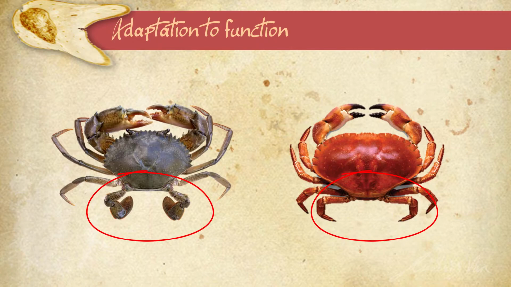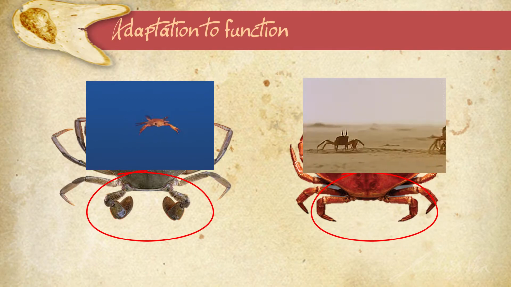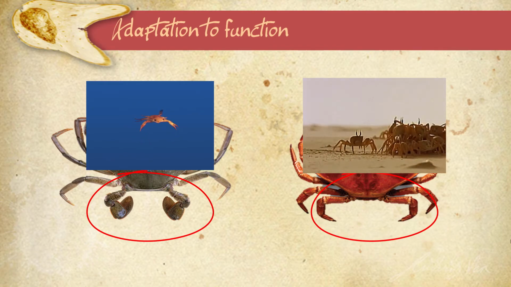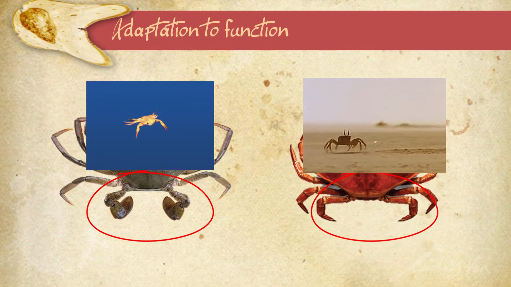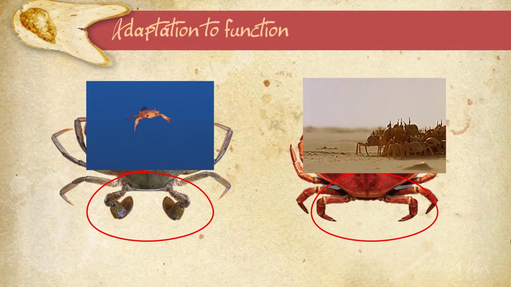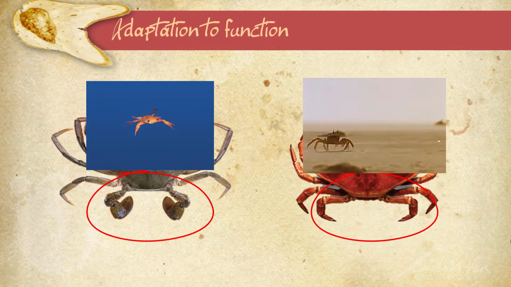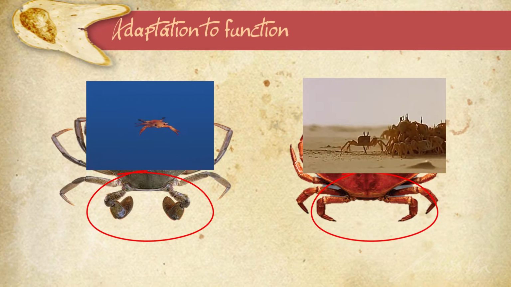Why is that so? Because the crab on the left is adapted to swimming in the sea, while the crab on the right, it is adapted to walking along the beach. So, the adaptation of the swimming crab has a paddle-like hind leg, while the walking crab has the adaptation of pointy leg so that it can step into the sand.